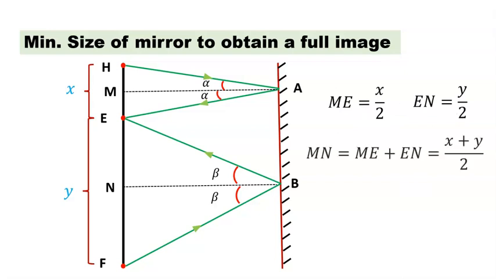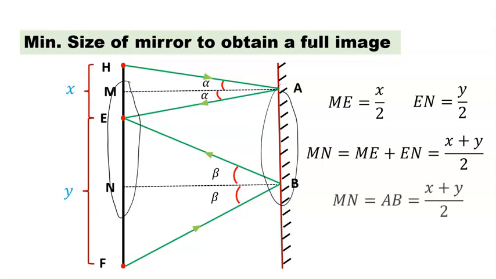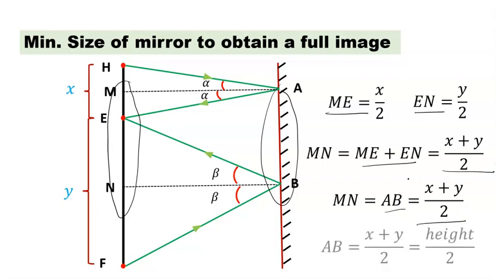Now what is the distance MN? MN is ME plus EN. You can see it here. And MN is nothing but equal to AB. So AB is equal to X plus Y by 2. ME is X by 2, EN is Y by 2, so adding both of them you will get this. So AB is X plus Y by 2. But X plus Y, we already have seen, is the height of that person. So we can say that AB is height divided by 2.